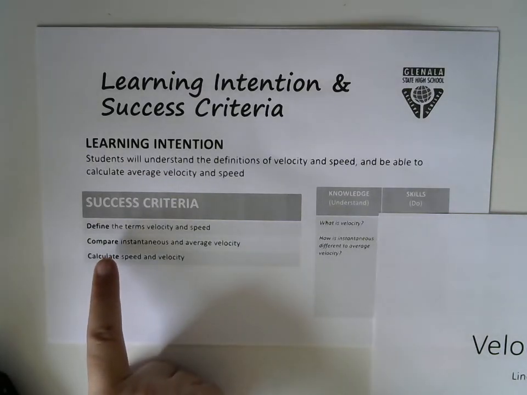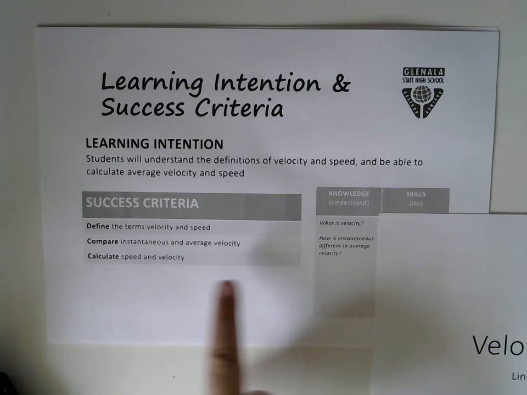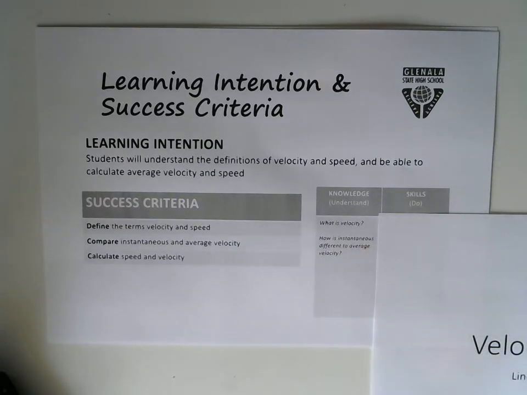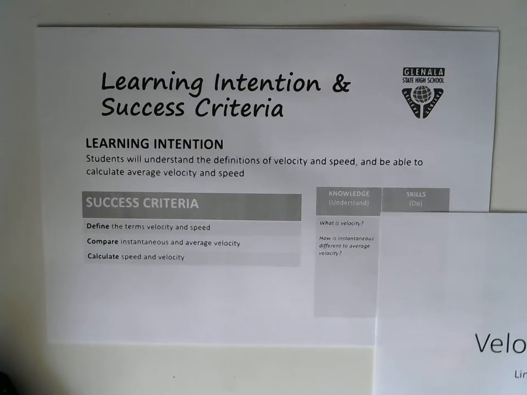And this one here, compare. Now compare is about knowledge, because we need to have two bodies of knowledge in this case to compare something. And so we want to compare what is instantaneous versus average speed. And then finally we've got that calculate verb popping up again, and we know that calculation is a doing. So can we do that? Can we calculate velocity and speed?